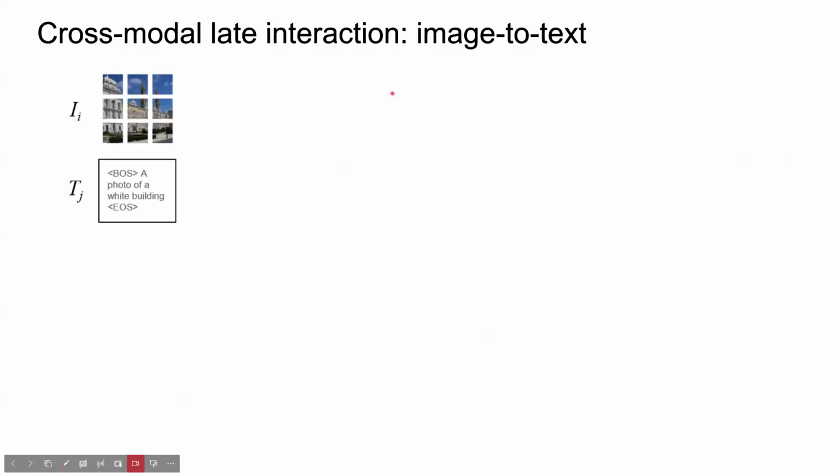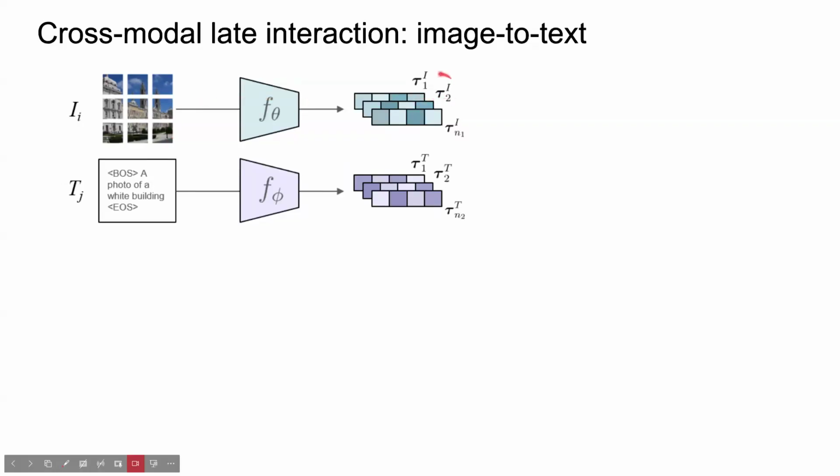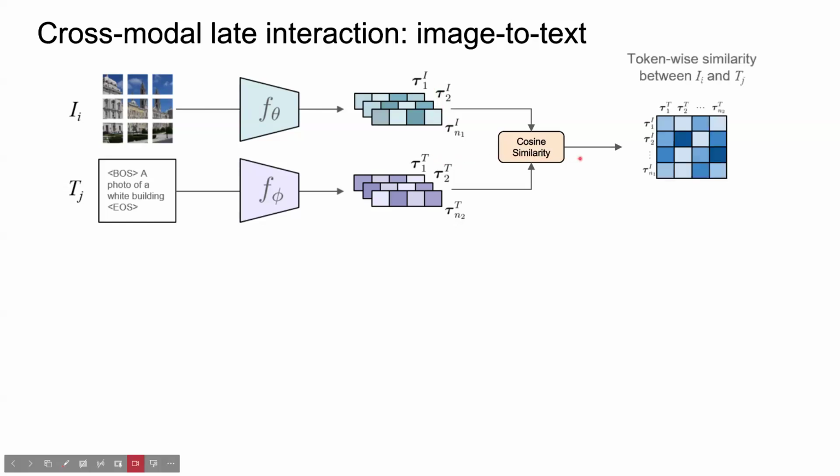Okay, so assume that we have a batch of images and text, and we sample one image I and one text J. The image and the text go through their respective encoders, which produce a set of N1 image tokens and N2 text tokens. In this case, N1 is a fixed number because the images are resized and they always have the same number of patches, but N2 can actually be variable and depends on the length of the sentence. So the next step is to take the cosine similarity between pairs of image and text tokens, which produces a token-wise similarity matrix.